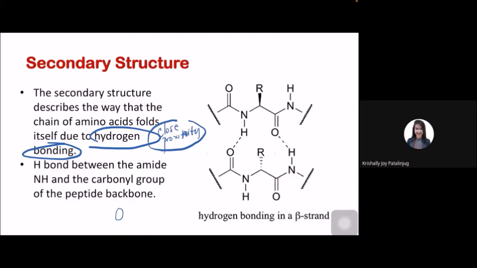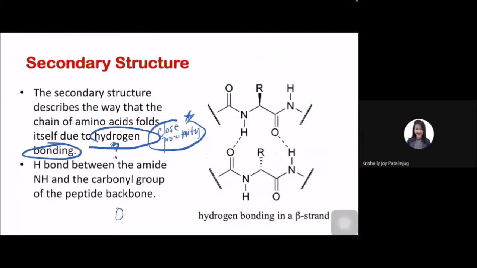Because of these oxygen atoms in the structure of the peptide chain, most probably hydrogen bonds can form, but only if there is close proximity, only if the atoms are near each other. Now, how is this hydrogen bond formed? Specifically, structurally, how does the hydrogen bond form?